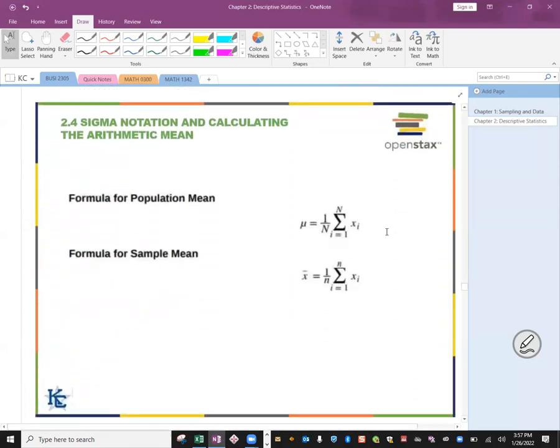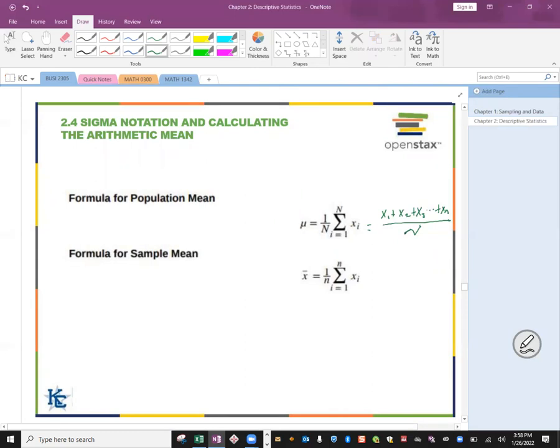So here are the formulas for your population mean and your sample mean. And this is in sigma notation. And so I want you to see here how you would read this formula: your population mean mu is equal to 1 over capital N, and then we're going from i equals 1 to capital N of all xi's, and we are summing those. This is the summation sign. So this is the same thing as saying x1 plus x2 plus x3 all the way to xn all over N.